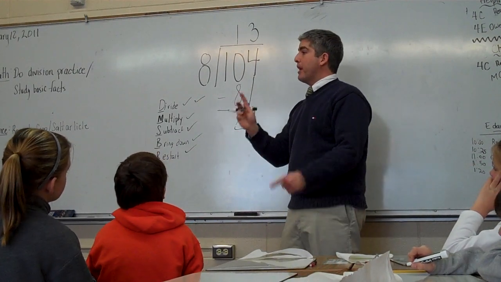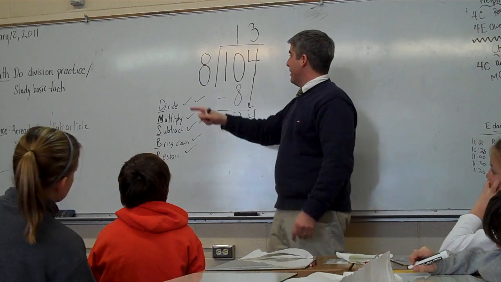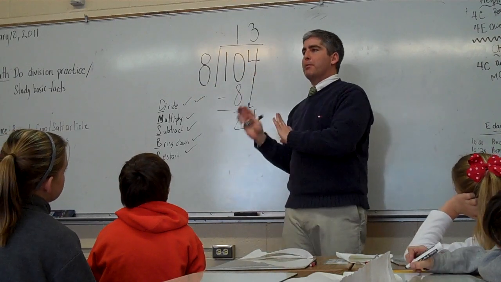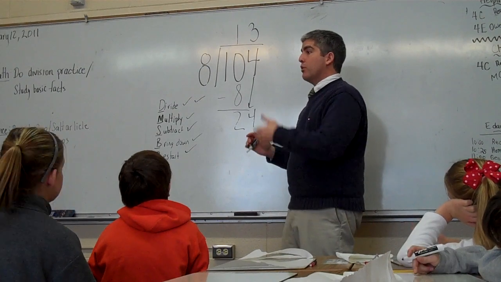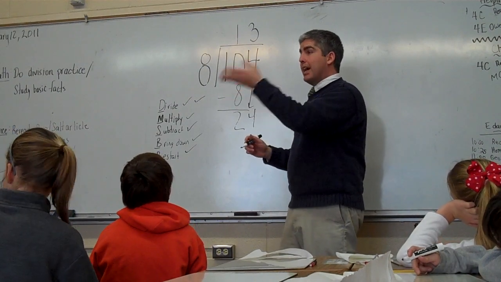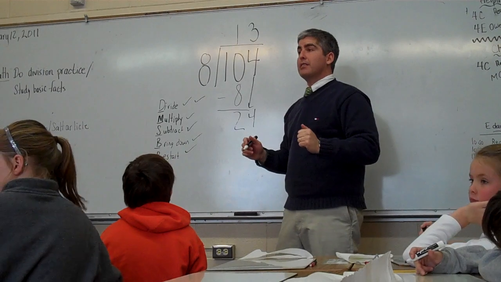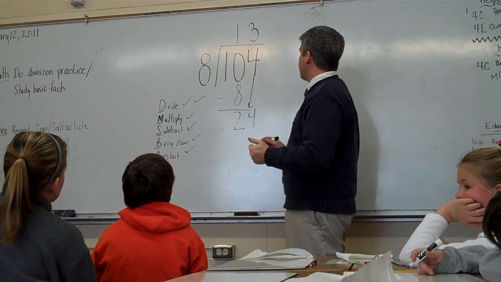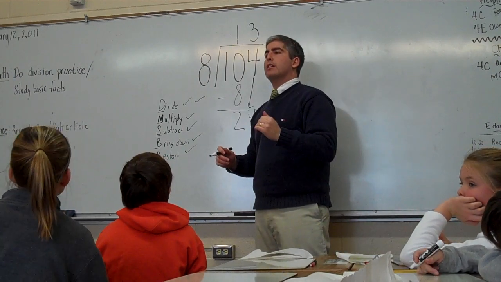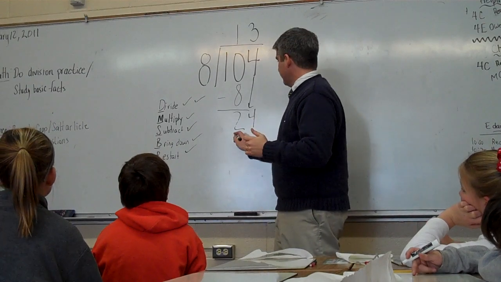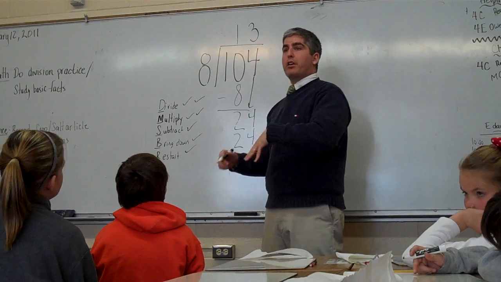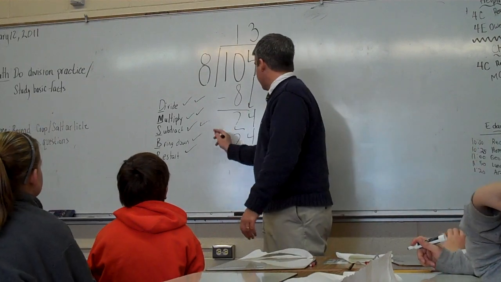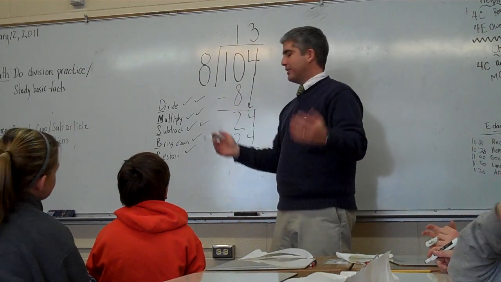Then I multiply. Remember, I multiply my divisor times the newest number in my quotient. What's the newest number in my quotient? 3. So what do I multiply? 8 times 3. 8 times 3 equals 24. Where do I put the 24? You put the 24 under the 24. So I've multiplied. Now what do I do, everybody? Subtract. 24 minus 24 equals 0.